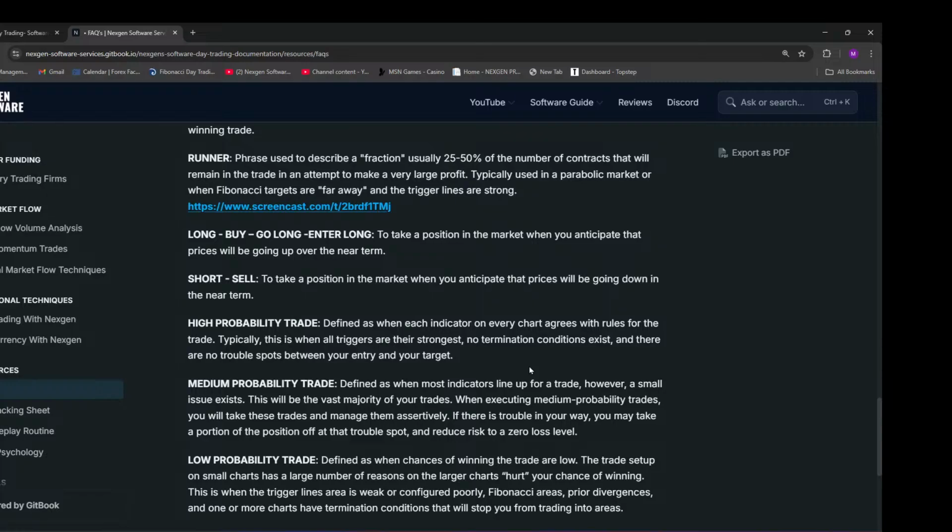The same as we did yesterday and the same as we'll do tomorrow. Because a high probability trade is defined when each indicator on every chart agrees with the rules for the trade. So if you're brand new in my room, and I know that we've got some new folks in here, understand that while there's a lot you can do with the software, there's so much opportunity. You're probably going to see a lot of it today.